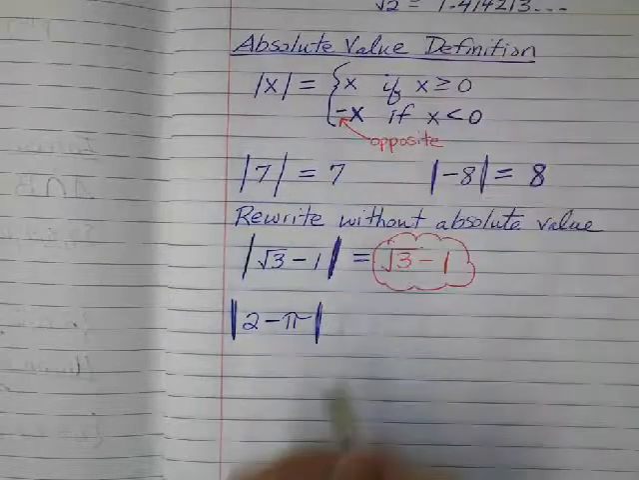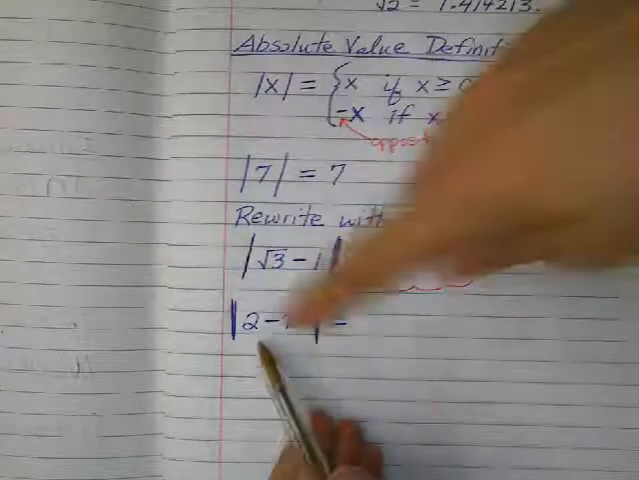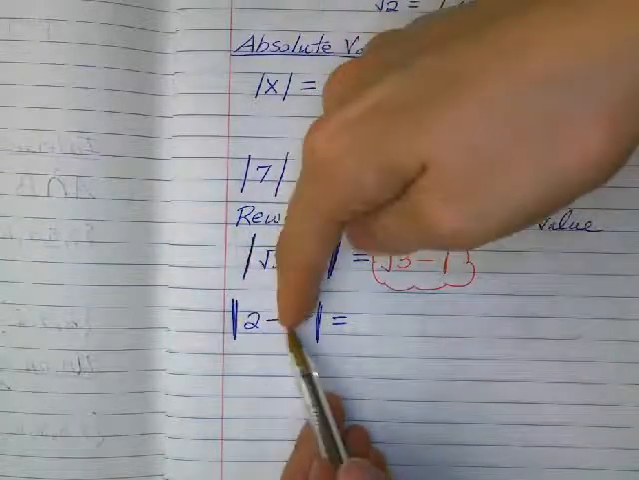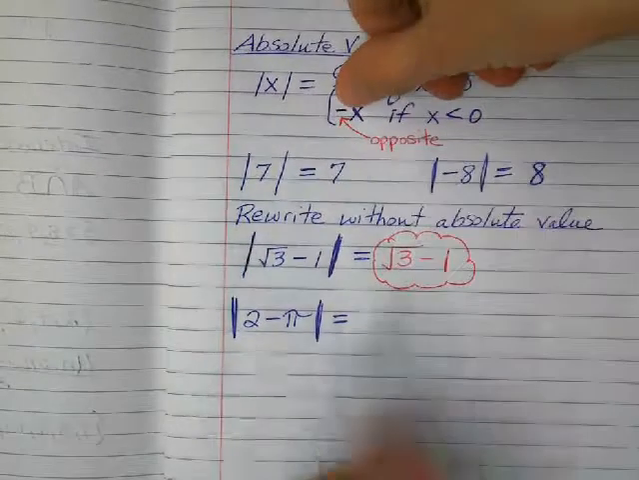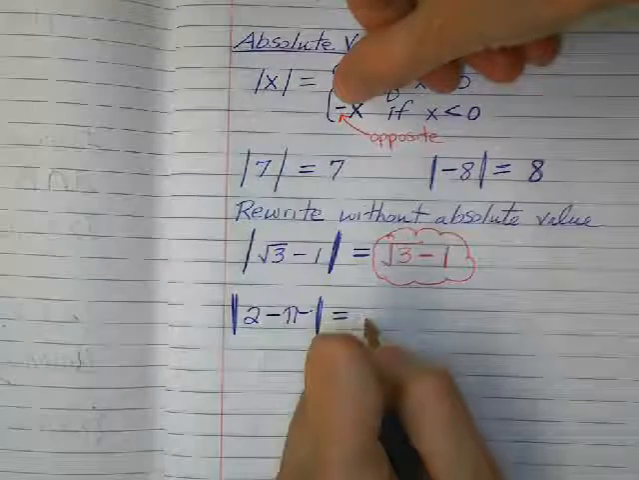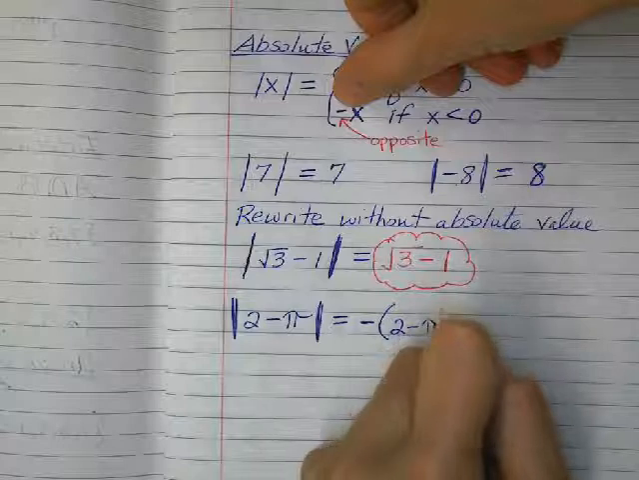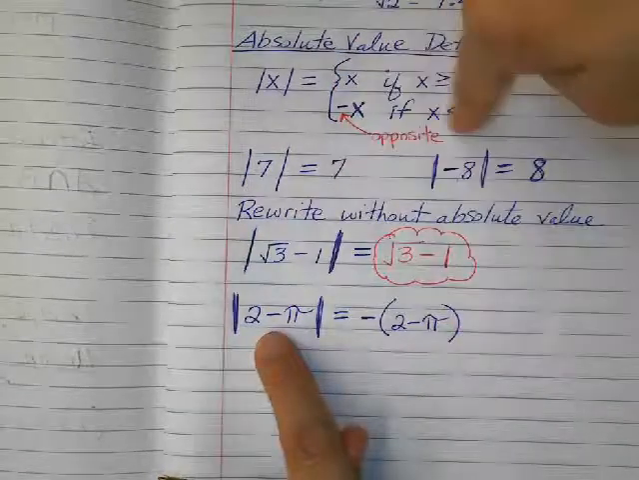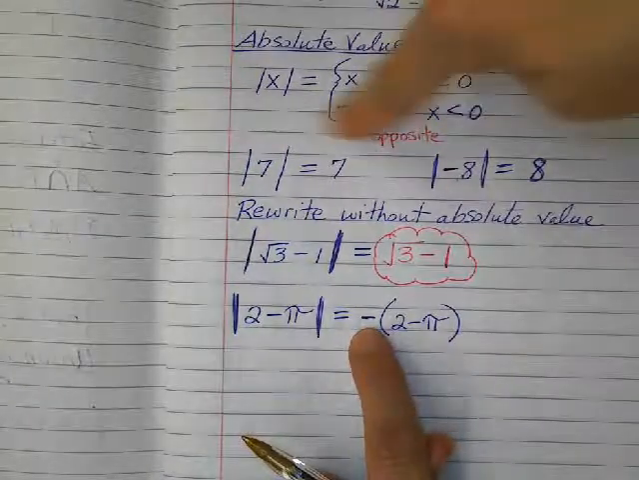So what do I want to do on this one? Pi is 3.14. If I did 2 minus 3.14, I'm getting something negative, something that's less than 0. So I want to flip it. I want to do the opposite. I want to do negative 2 minus pi. This one comes out negative, this is less than 0, so you're going to want to do this part of the definition, the opposite.